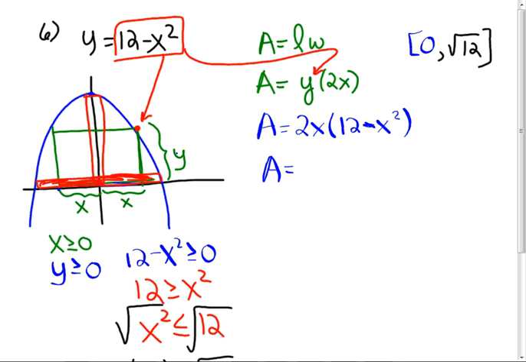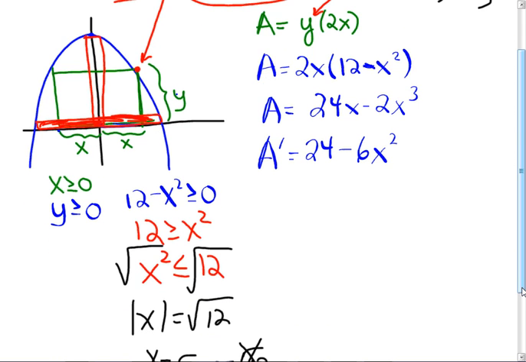Square root of 12. So this is 24x minus 2x cubed. Take the derivative. It's 24 minus 6x squared. And then what are we going to do with that? Set it equal to 0.